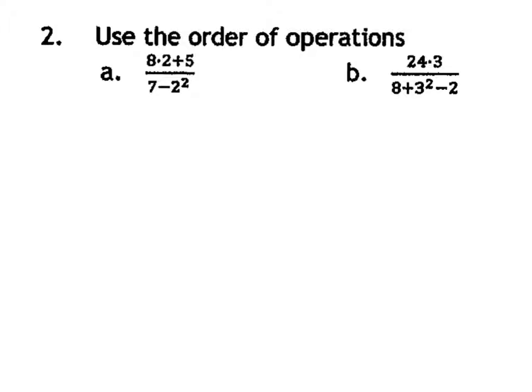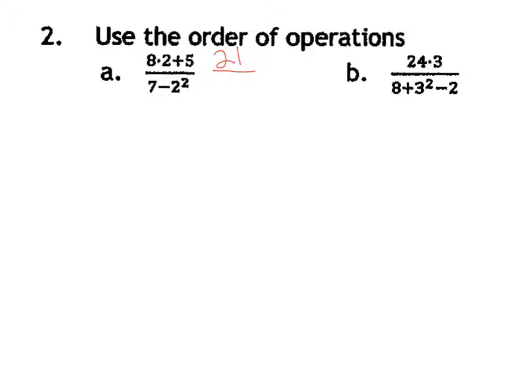What did you get for your numerator? 21. Okay, it's 8 times 2, right? Is 16. 16 plus 5. So the 21 was right.